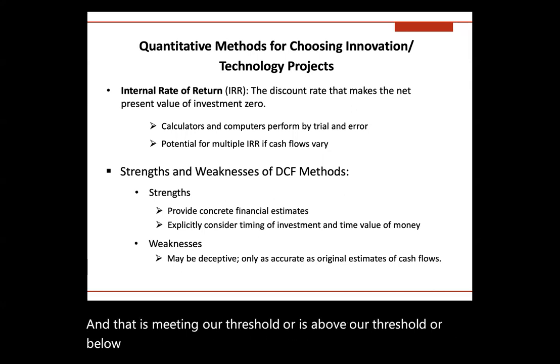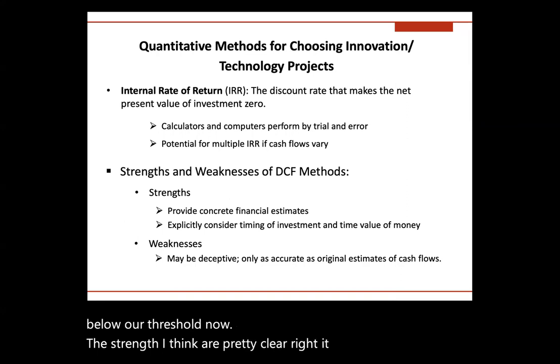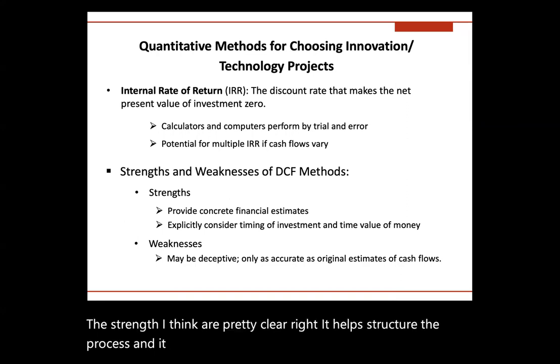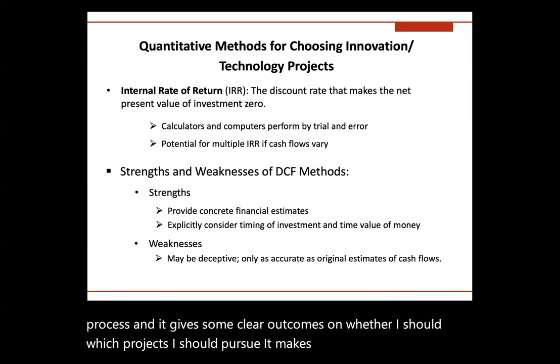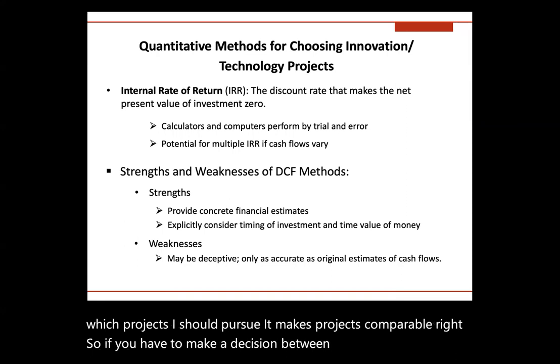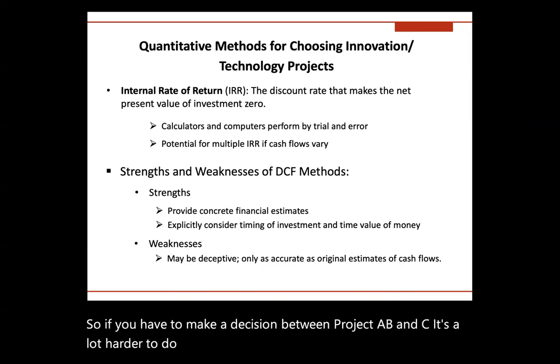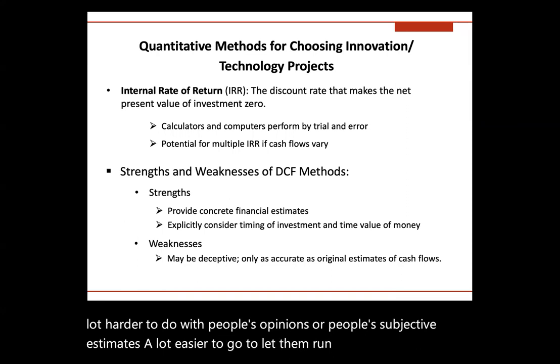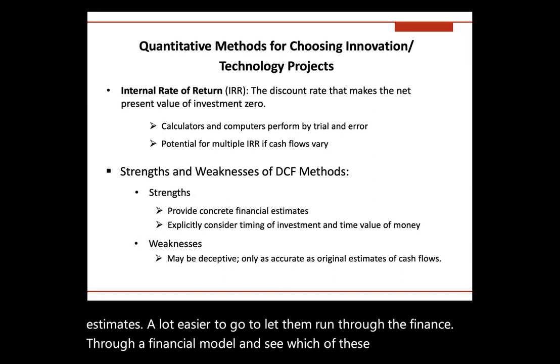Now, the strengths, I think, are pretty clear, right? It helps structure the process. It gives some clear outcomes on which projects I should pursue. It makes projects comparable, right? So if you have to make a decision between project A, B, and C, it's a lot harder to do with people's opinions or people's subjective estimates. A lot easier to let them run through a financial model and see which of these have better prospects than others.